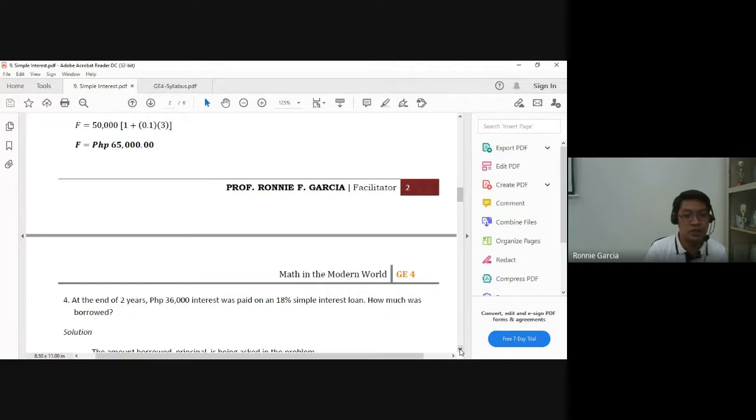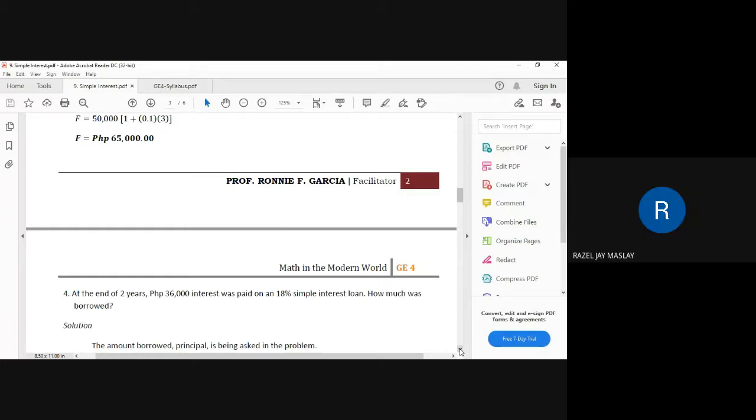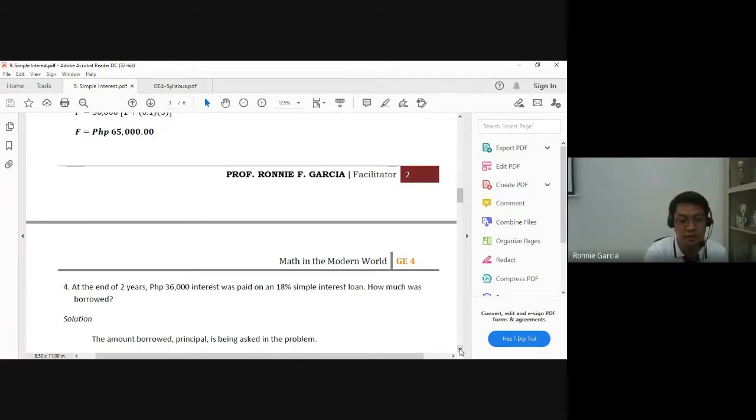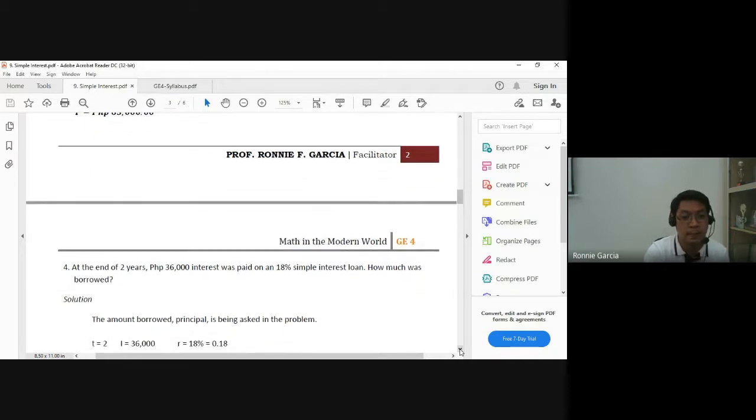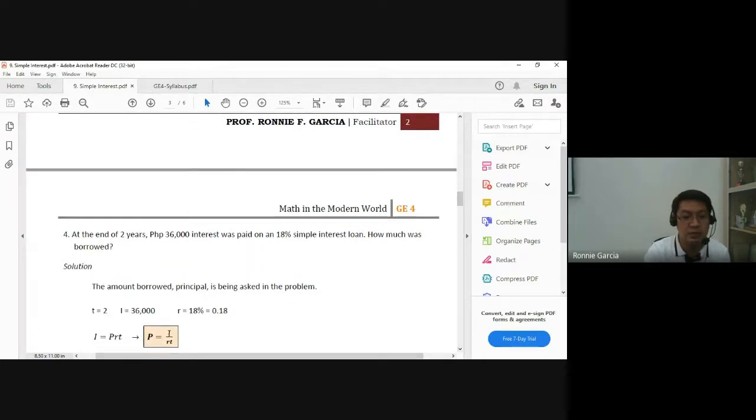When we say how much was borrowed, what is the unknown? Pila daw ang gihiram. So the amount borrowed refers to the principal. The amount borrowed, the principal is being asked in the problem. So pangutana karon, naa ba'y given formula ganina para sa principal? Yes. Gikan siya sa I is equal to PRT.